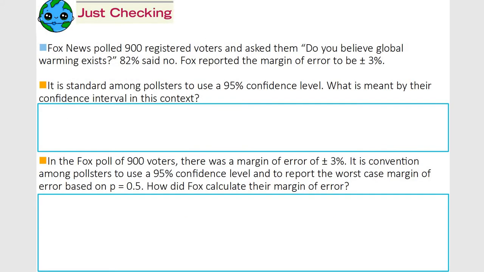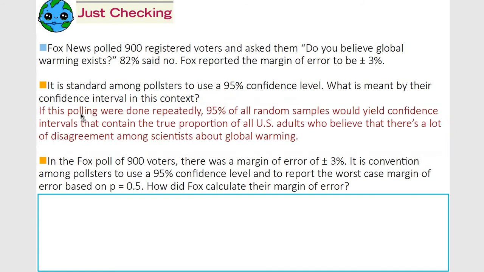All right, let's do a quick example about margin of error. So here we've got a poll that says, do you believe in global warming? 82% said no. That's sad. All right, so what is meant by their confidence interval? How do we write that? I would write it like this: if the polling were done repeatedly, 95% of those samples would yield a confidence interval that would contain the true proportion.